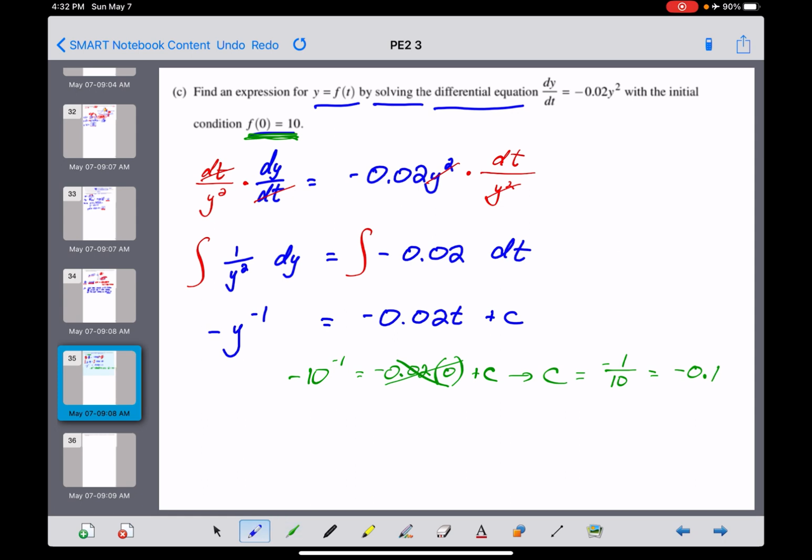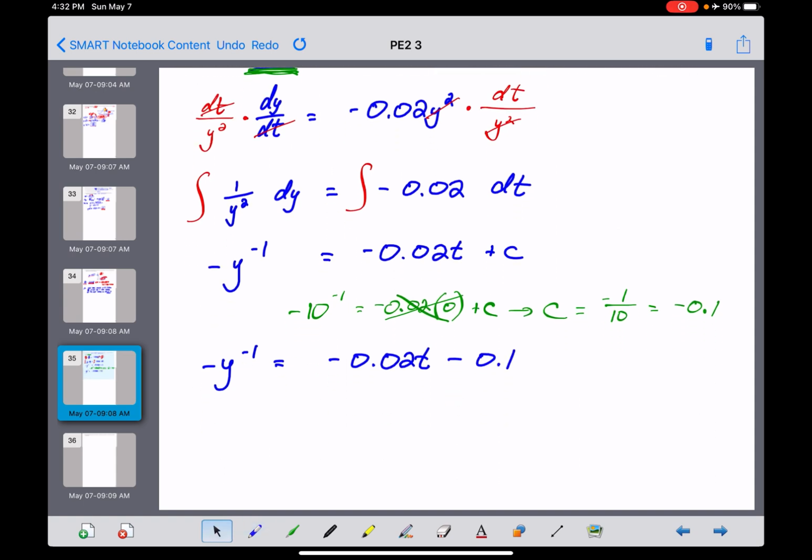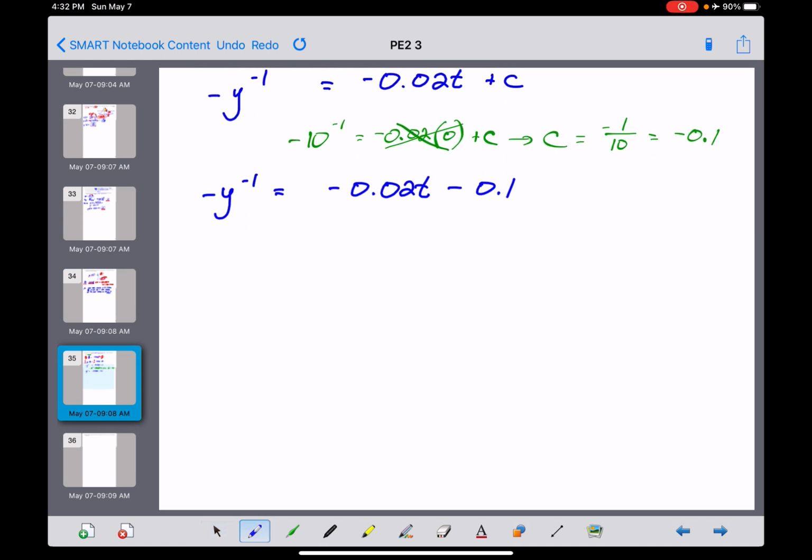Back to where we were in blue, negative y to the negative first is equal to negative 0.02t and then minus 0.1. It's a lot of negatives here. First thing I would do here is just divide every single term by a negative 1, change all these negatives into all positives. Y to the negative first then is positive 0.02t and a plus 0.1.